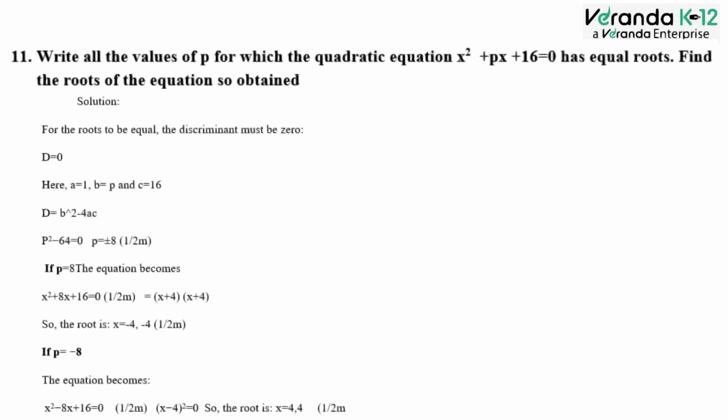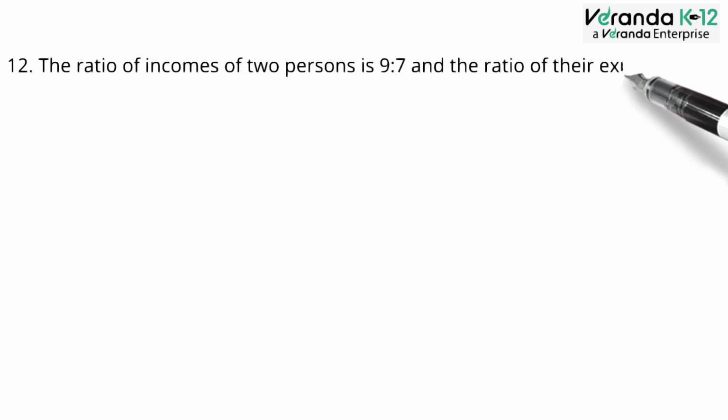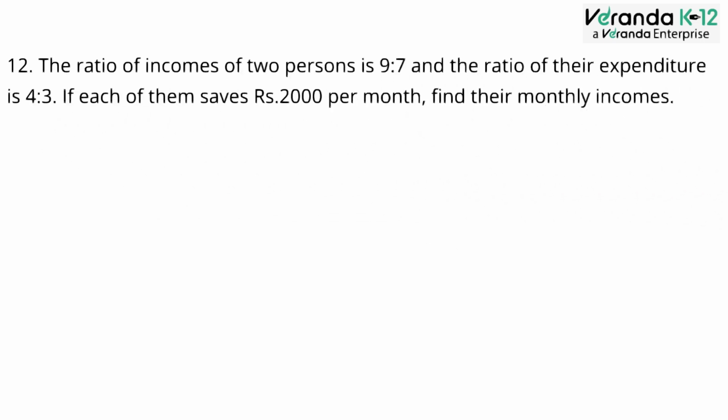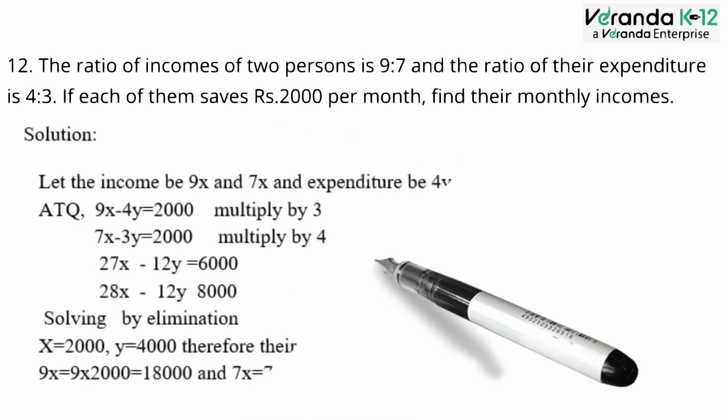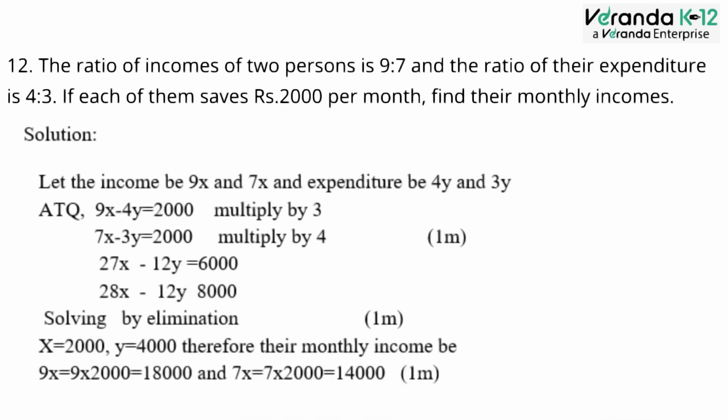So now we will move on to section C, 12th problem on pair of linear equations. It is an important board-based question. The ratio of incomes of two persons is 9:7 and the ratio of their expenditure is 4:3. If each of them saves rupees 2000 per month, find their monthly incomes. So it is a word problem. We need to understand and we have to frame equations. After that we will solve it.